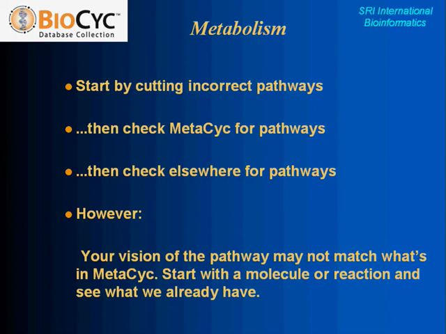If, on the other hand, your focus is metabolism, then you're going to start from a slightly different tack. You're going to start by cutting incorrect pathways. As I mentioned in Part 1, we err on the side of overprediction. And as such, you can expect to see some pathways there that don't make sense for your organism, that you think don't exist. Maybe it's the wrong version of a pathway. And so you'll start by going through and just deleting those frames. And you can just freely delete pathway frames wherever you want.